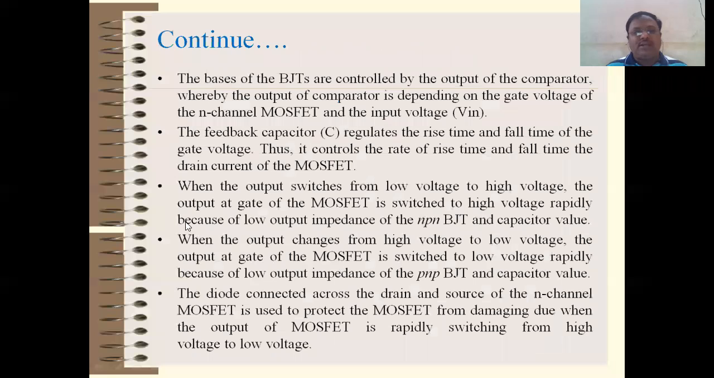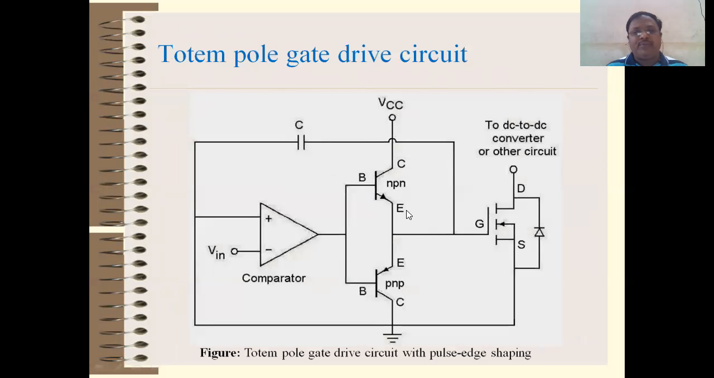So what is the meaning of this sentence? When the output of the comparator switches from low voltage to high voltage, the output at the gate of a MOSFET is switched to high voltage rapidly because of the low output impedance of the NPN BJT and the capacitor value. See here, this NPN BJT. Whenever the output of the comparator is positive VSAT, the NPN transistor turns on, right? And whenever the output of the comparator is negative VSAT, the PNP transistor turns on.